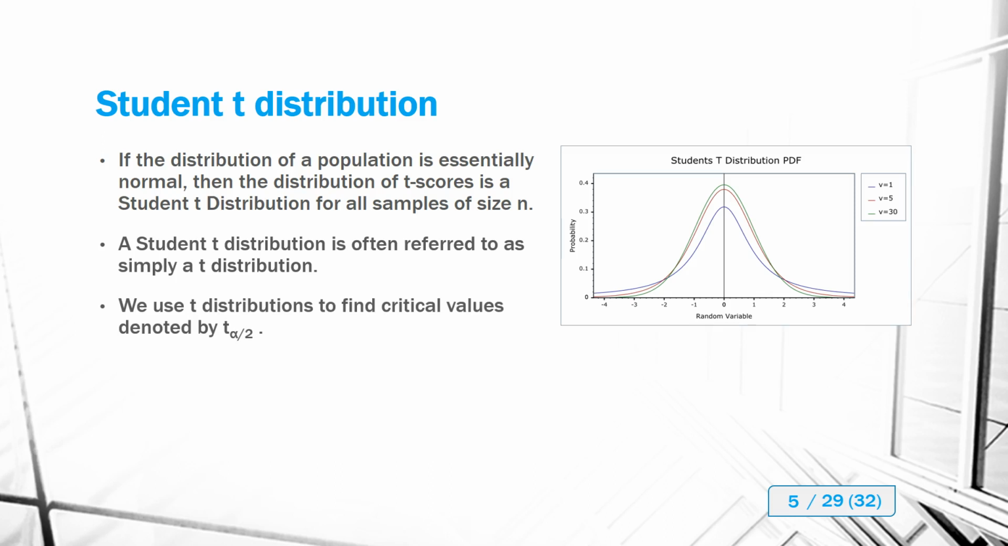First, you need to understand that we use t-distributions to find critical values denoted by t sub alpha over 2. So instead of calculating z-scores, we're going to calculate t-scores because it's a different distribution. We calculate those t-scores with this equation. Notice the similarity between this equation for t-score and the equation we were using earlier to calculate a z-score. Very similar in form.